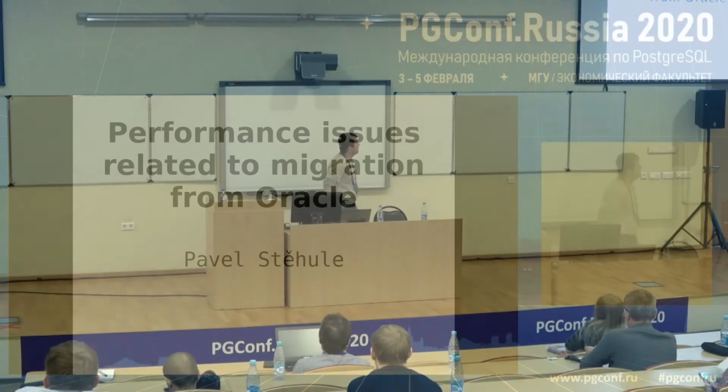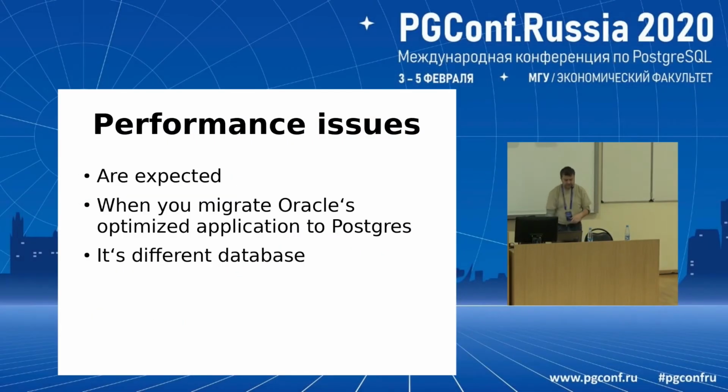So now I will speak about performance issues related to migration from Oracle. These issues are really similar to generic performance issues. It's not a big difference if you search for issues in a typical Postgres application or an application migrated from Oracle. It's very similar. So something about me, but it's not important. This is more important: performance issues.